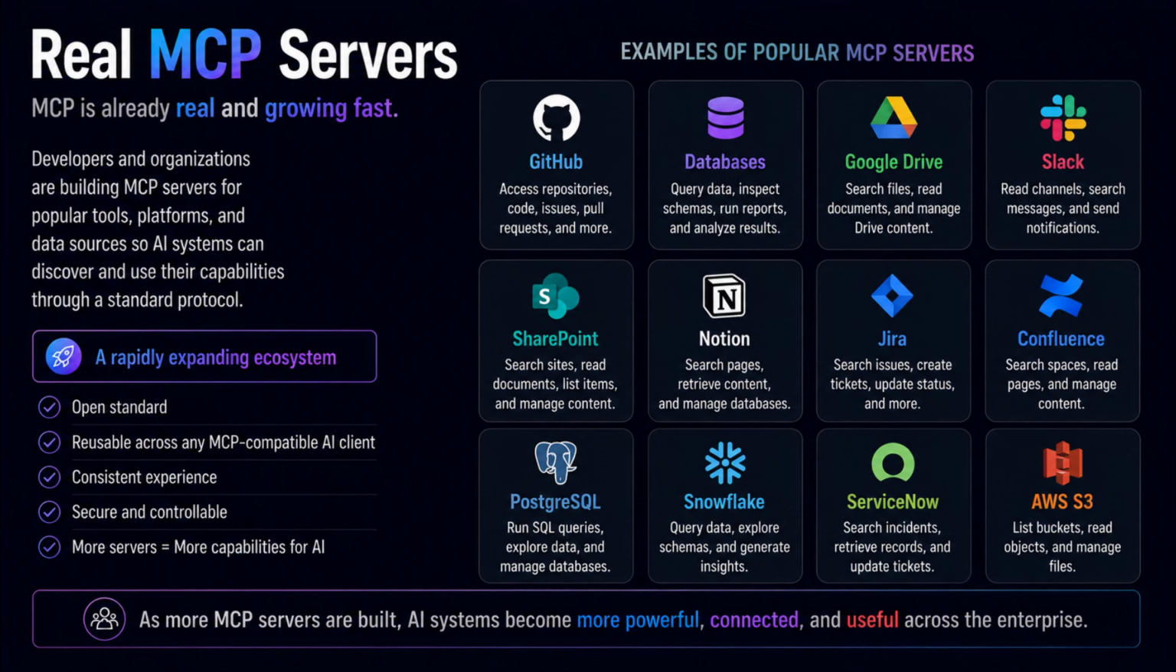MCP is no longer just a concept. It is already becoming a growing ecosystem. Today, there are MCP servers for GitHub, Database, Slack, Jira, and Notion, and many other platforms. As more MCP servers become available, AI clients become more useful. And as more AI clients support MCP, the value of MCP servers increases. This is how standards evolve, and it is one reason why MCP adoption is growing rapidly.